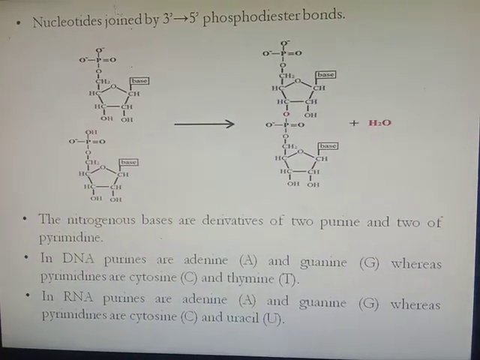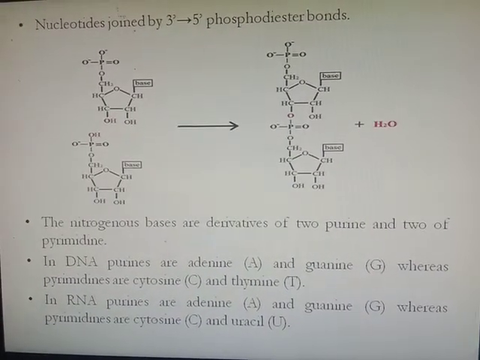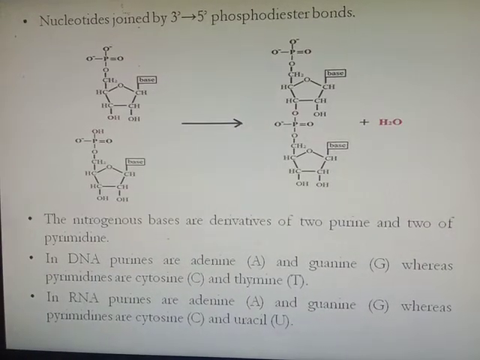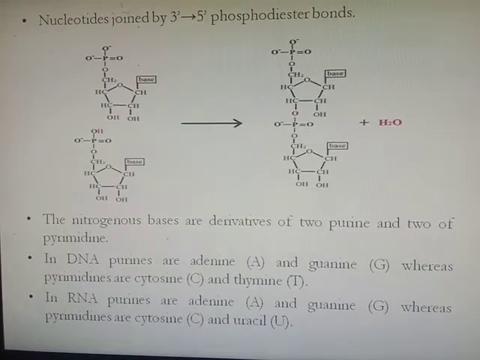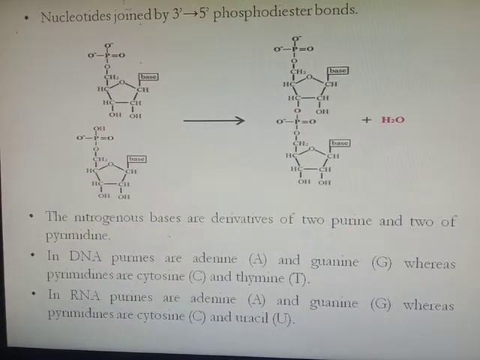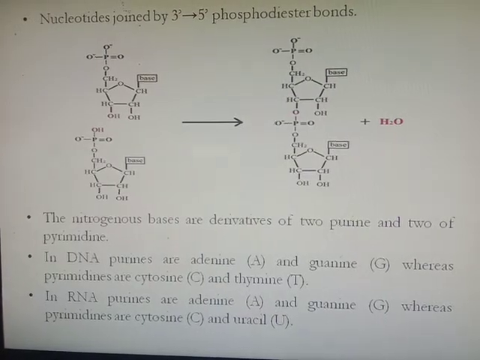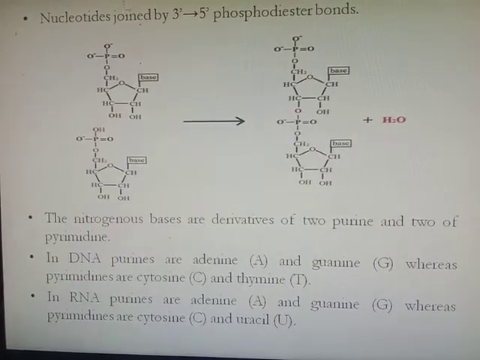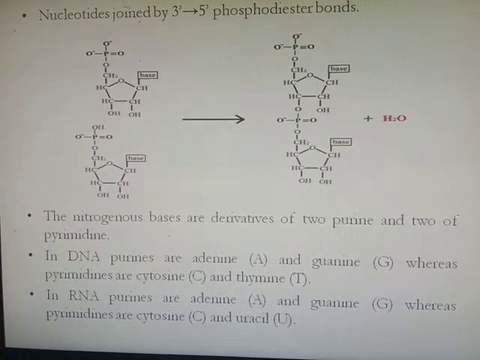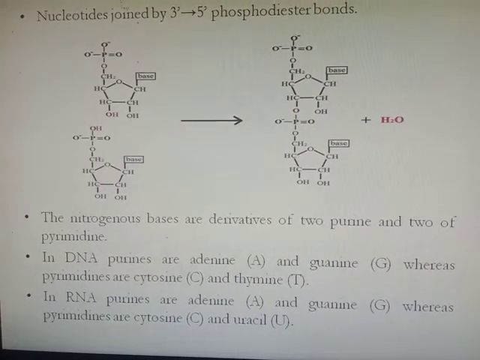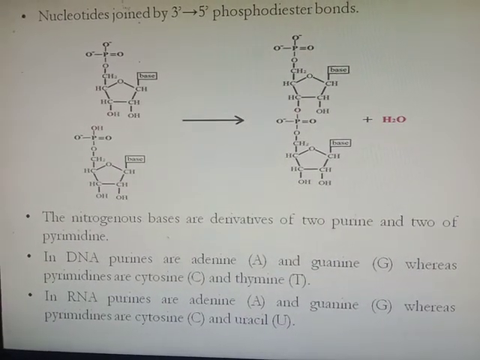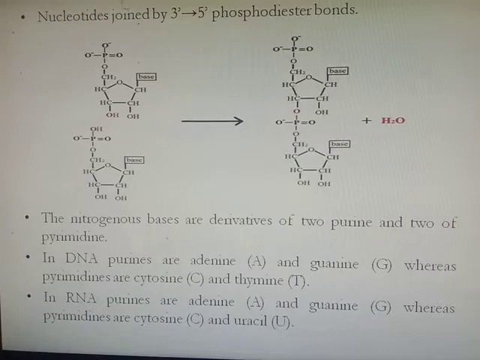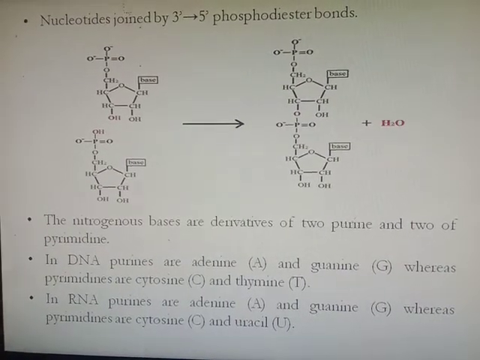The nucleotides are classified into two main groups. One is purine and another is pyrimidine. The nitrogenous bases present in purines are adenine and guanine, whereas the nitrogenous bases present in pyrimidines are cytosine and thymine in DNA. In RNA, purines also consist of adenine and guanine, meaning adenine and guanine are present in both RNA and DNA, whereas the pyrimidines contain cytosine and uracil. In DNA thymine is present, whereas in RNA it is uracil.